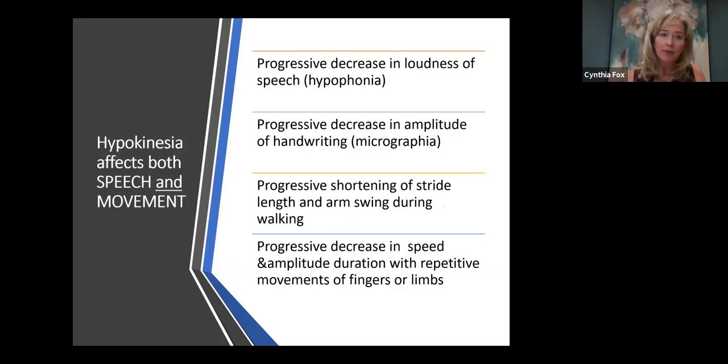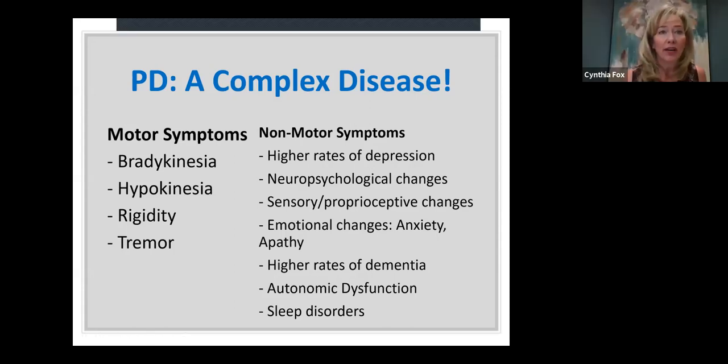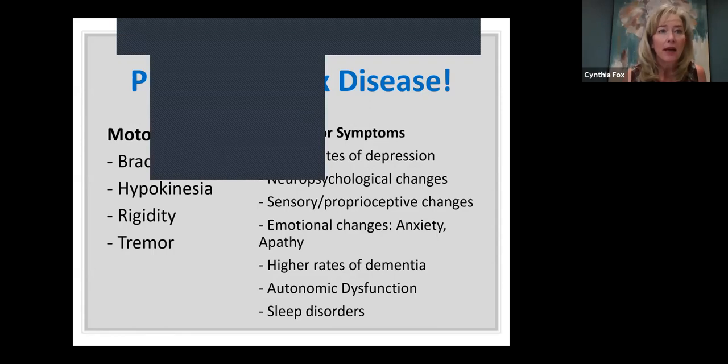Hypokinesia, that reduced amplitude of movement that happens as a part of Parkinson's disease, affects both speech and movement. So we have a progressive decrease in loudness of speech, which is hypophonia. A progressive decrease in amplitude of handwriting, which is micrographia. Progressive shortening of stride length and arm swing during walking, and progressive decrease in speed and amplitude of duration with repetitive movements of the fingers or limb. We also know that Parkinson's disease is a complex disorder. It's not just motor systems.